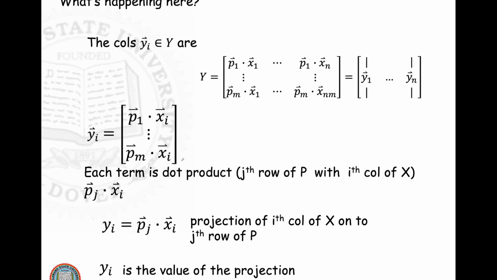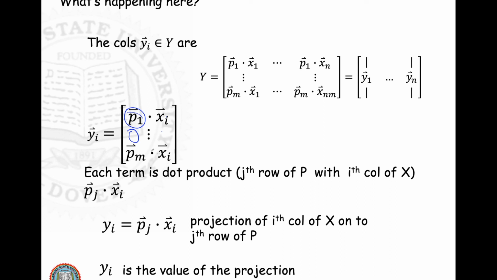So the columns of Y are as follows. Each Y is going to be the result of the dot product between each one of the rows of P with one of the data points. So we take the first row of P, dot product with the ith column, ith data point in X. Then we take the second row of P, dot with the ith data point of X. And then we're going to take up to and including the last row of P, and dot product that with the ith column or the ith data point from X.